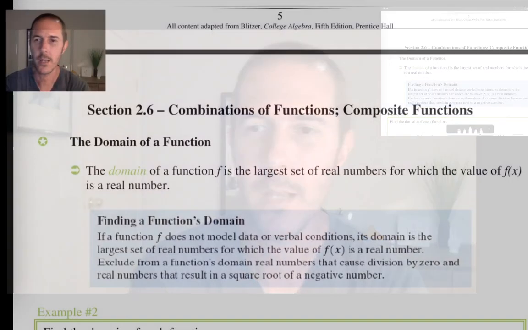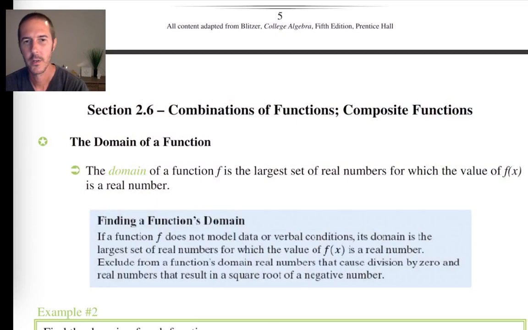And here we are in College Algebra, Chapter 2, Section 6, where we're going to talk about combinations of functions and composite functions. And one of maybe the most important parts about working with a composite function is taking notice of the domain. Because not only do you have the domain of one function, if you're working with a composite function, now you might have a couple of domains that you need to take into consideration.